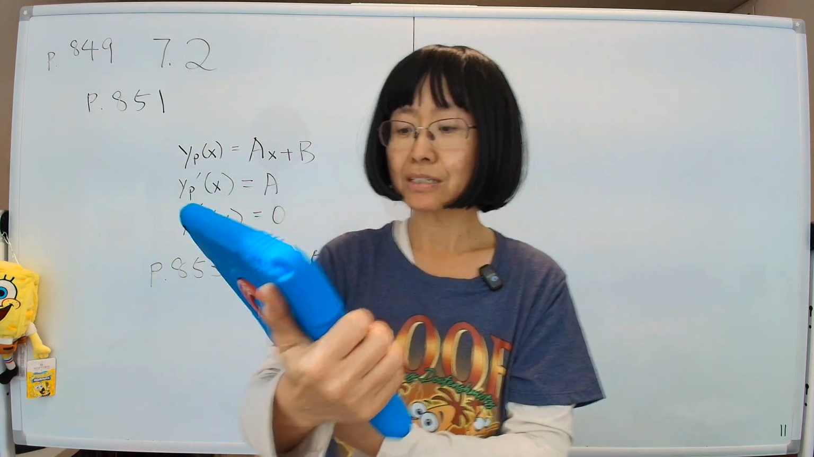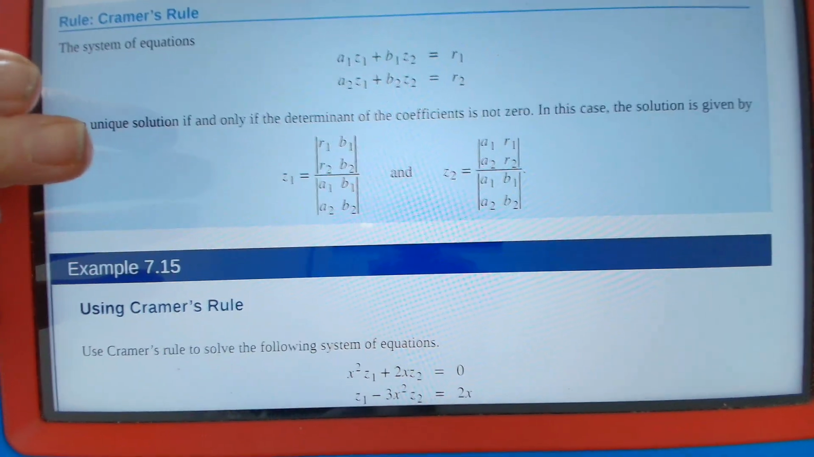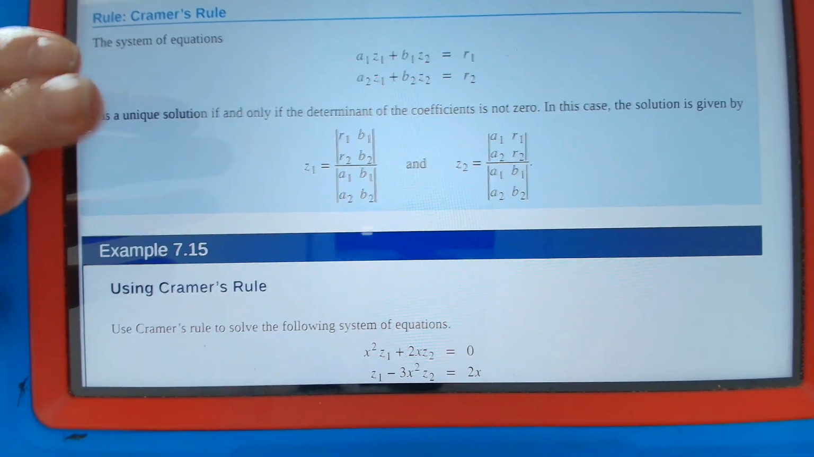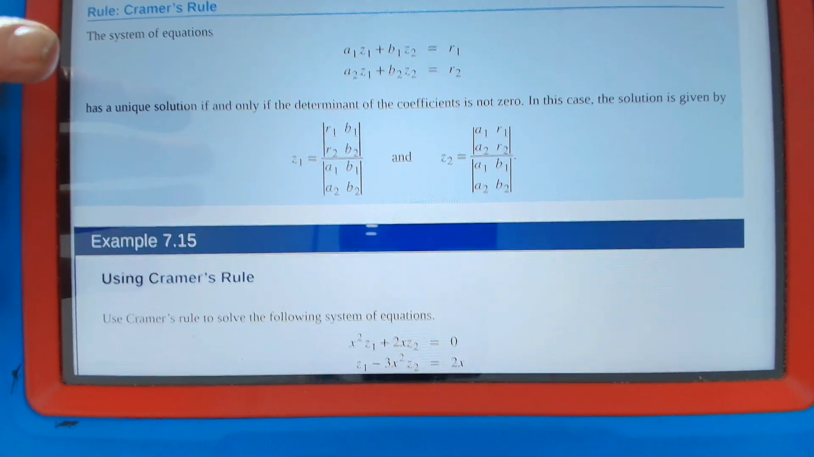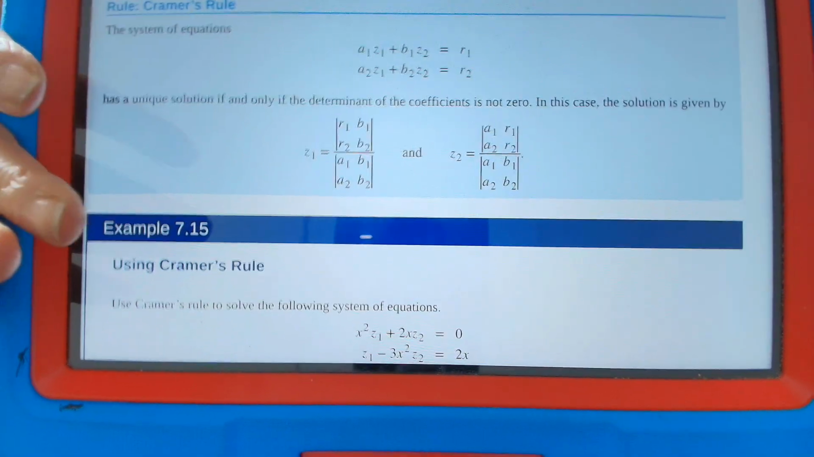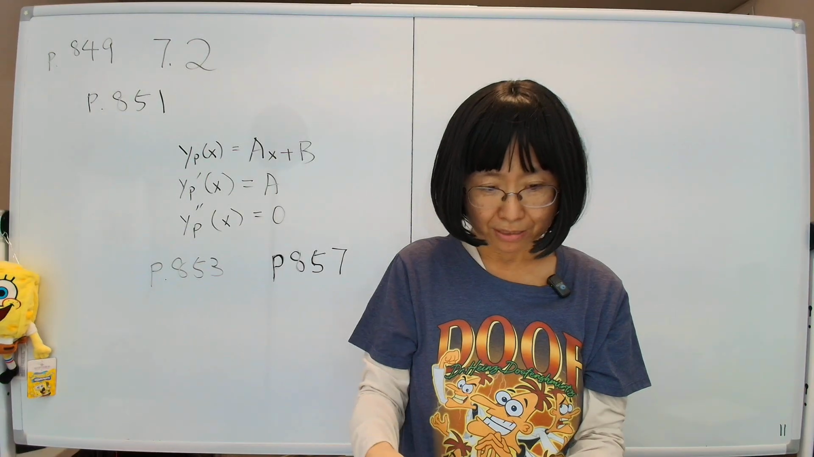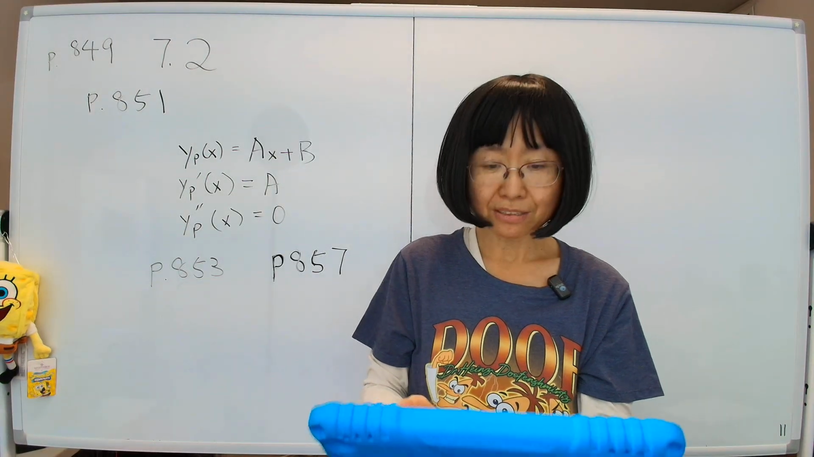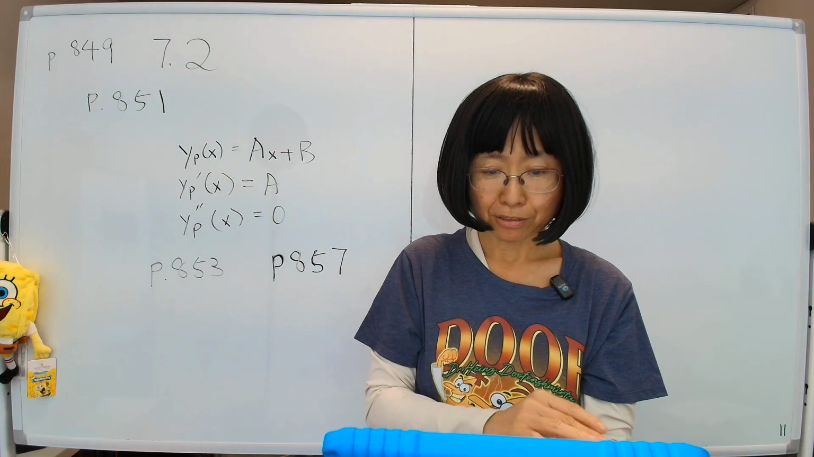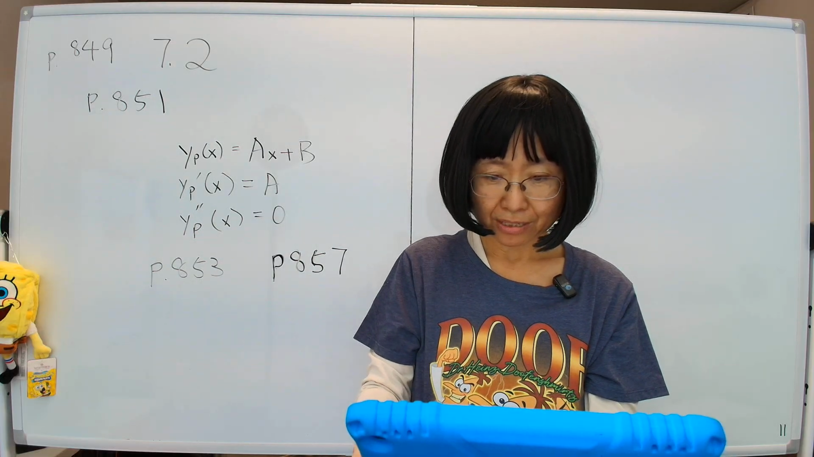In other words, the determinant on top here is R1B2 minus R2B1. So you do that cross multiplication, then subtract. R1B2 minus R2B1, and so on. So you just plug it in, and out comes your answer. We'll skip example 7.15, but you can do it if you want to remind yourself how to do the Cramer's rule, I guess. Yeah, but I don't think it's necessary.